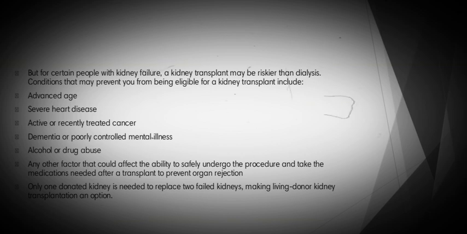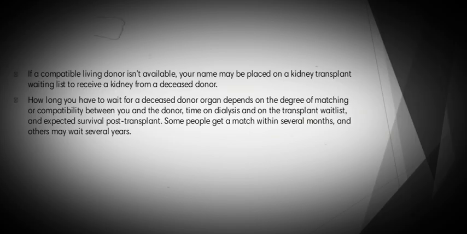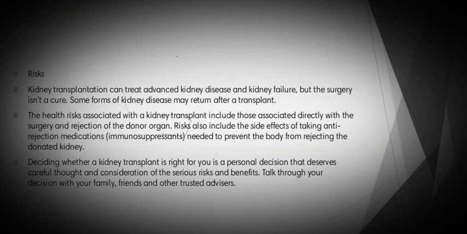Only one donated kidney is needed to replace the two failed kidneys, making living donor kidney transplantation an option. If a compatible living donor isn't available, your name may be placed on the kidney transplant waiting list to receive a kidney from a deceased donor. How long you have to wait for a deceased donor organ depends on the degree of matching or compatibility between you and the donor, time on dialysis and on the transplant wait list, and expected survival post-transplant. Some people get a match within several months and others may wait several years.